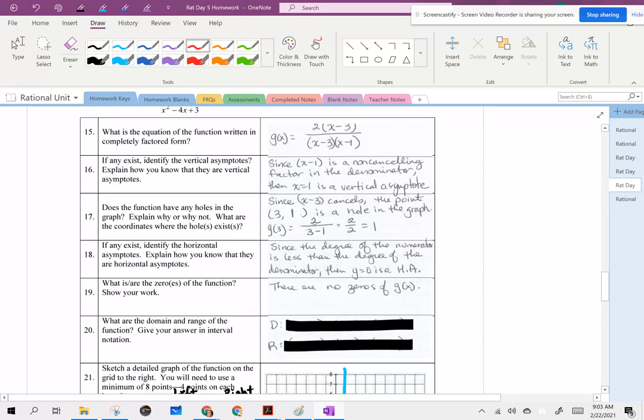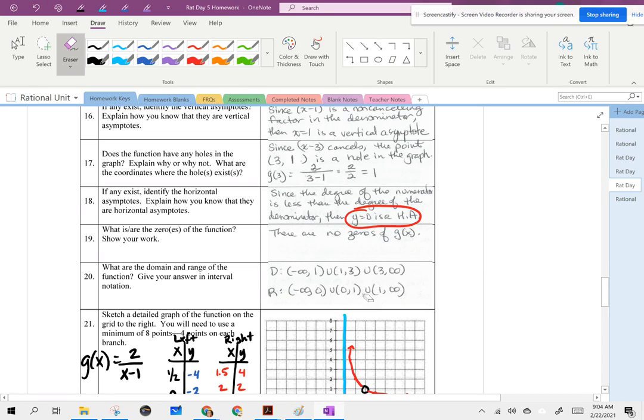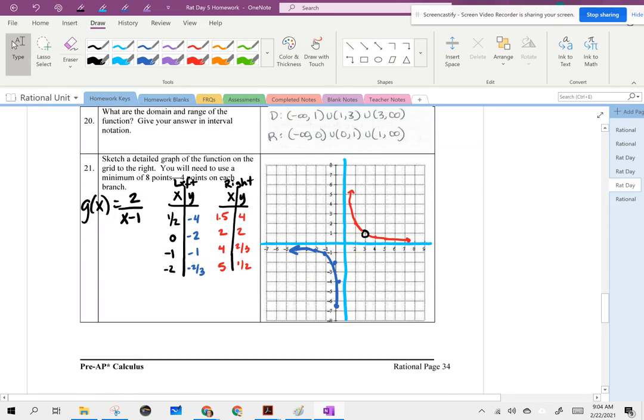The zeros, there are no zeros. Pay attention here. This is interesting. When y equals 0 is a horizontal asymptote, there should not be any zeros because a zero is where it crosses the x-axis. And if y equals 0 is a horizontal asymptote, chances are we're not going to have any of those zeros. All right, domain and range. And then now let's take a look at number 21, making sure to identify some of those points.